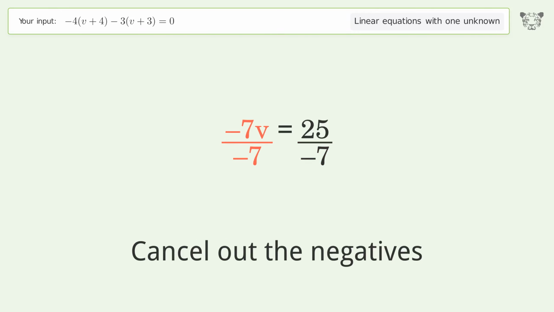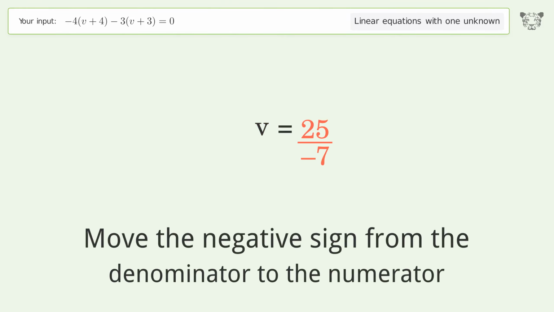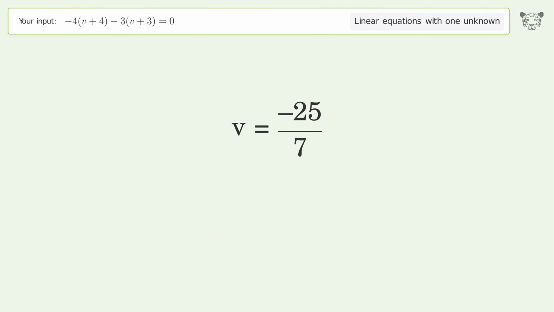Cancel out the negatives. Simplify the fraction. Move the negative sign from the denominator to the numerator. And so the final result is v equals -25/7.